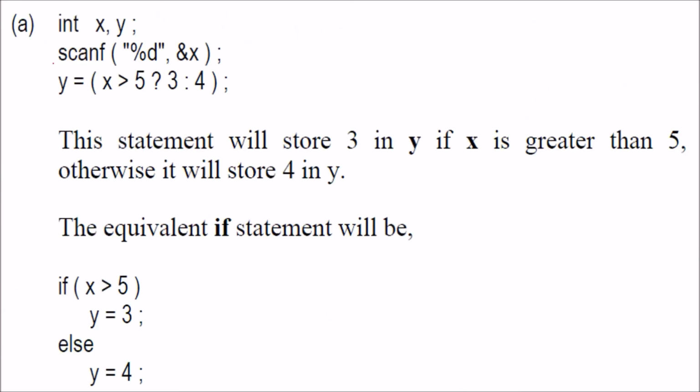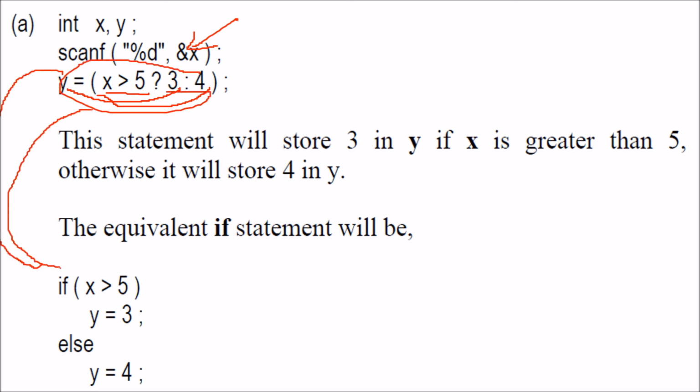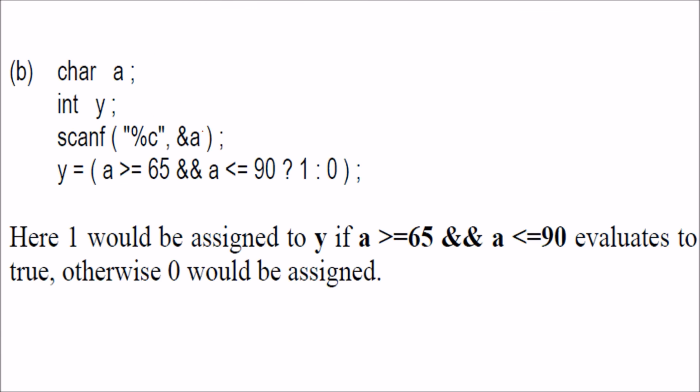We'll see an example. int x, y; scanf %d, &x. If x is greater than 5, if you enter a value greater than 5, 3 will be assigned to y. Otherwise, 4 will be assigned. This one line is similar to saying if x is greater than 5, y equal to 3, else y equal to 4. So these two are similar. We have one more example. You can put a condition here also, meaning logical operations also. So say you scan something, and if A is between 65 and 90, you assign 1. If it is not between 65 and 90, you assign 0.